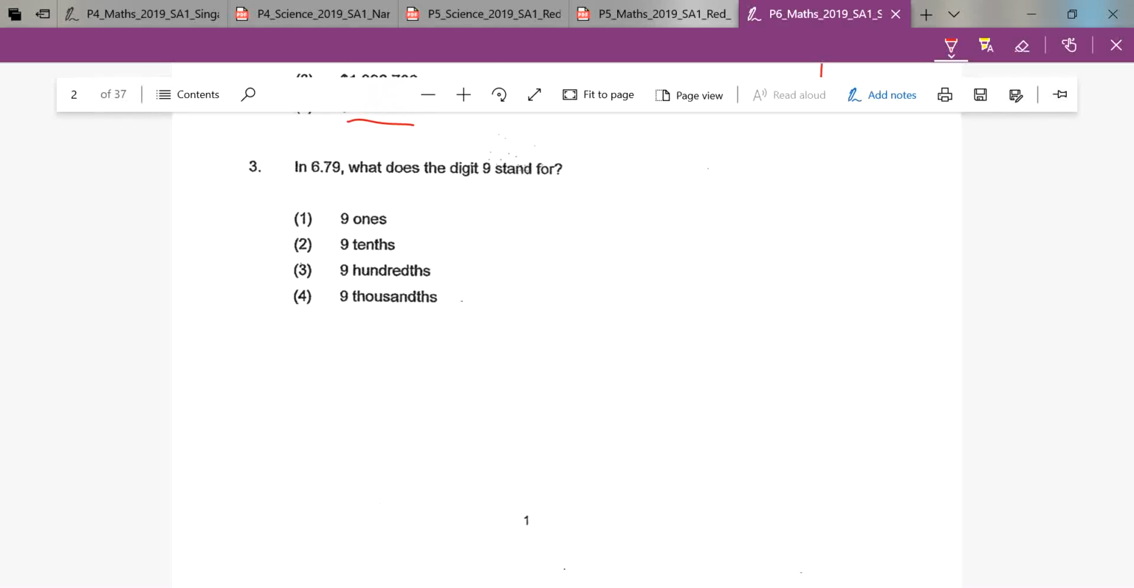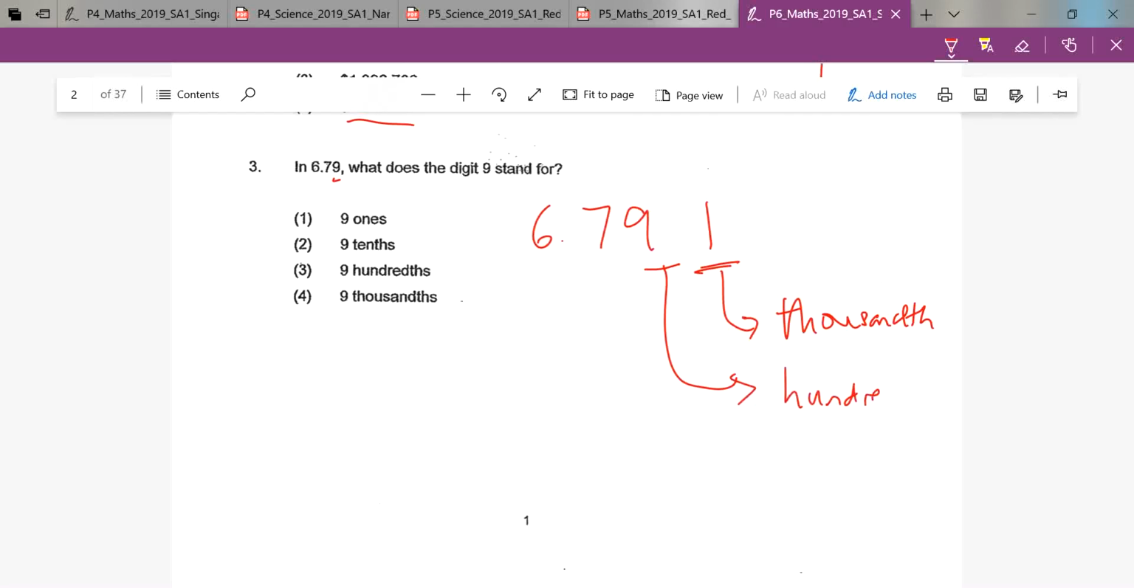Question 3. In 6.79, what does the digit 9 stand for? This is your numbers. If I have this number here, this is basically my thousands, 1,000 with a TH position. This is my 100 with a TH. This is my 10 with a TH. So this 9 represents 9 hundredths. Answer is 3.